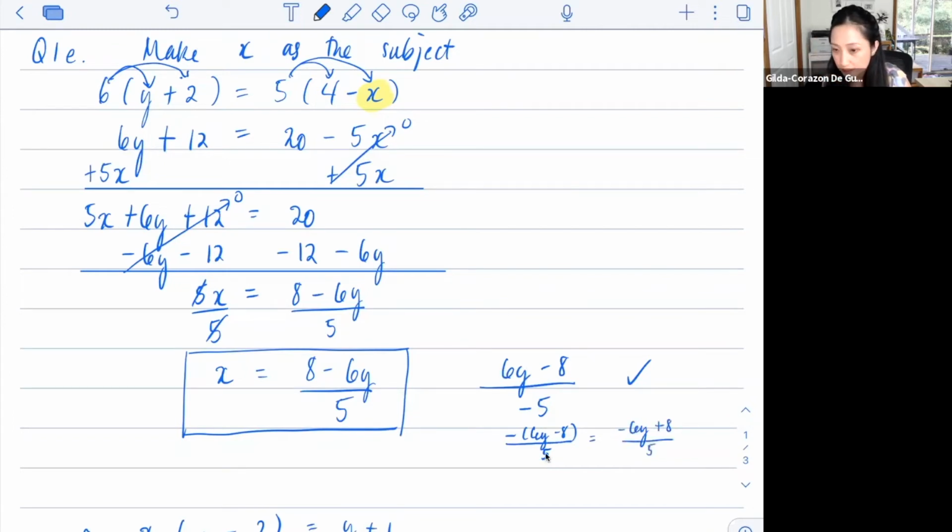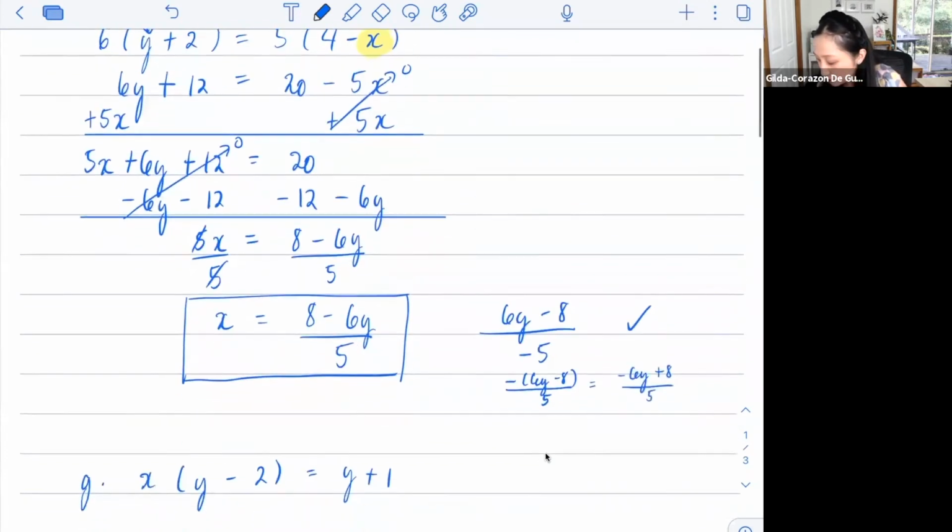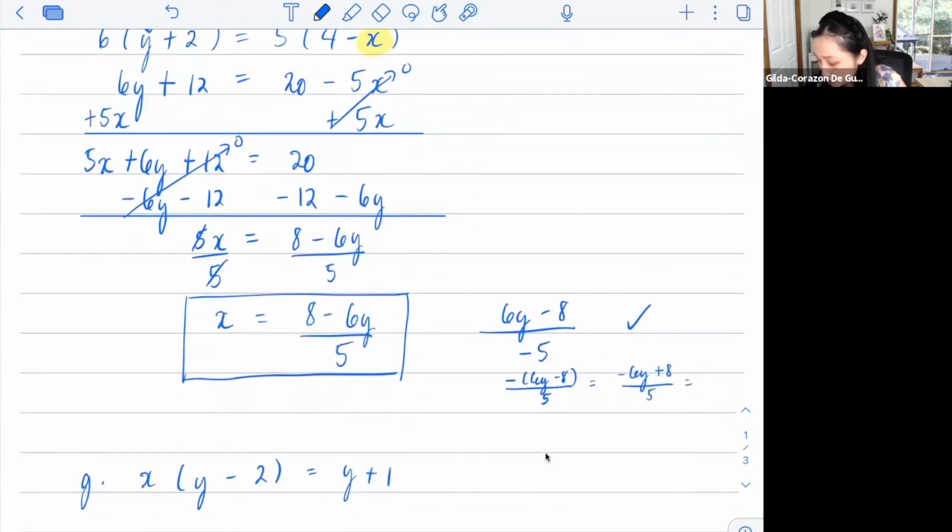And when you have that, you can just swap the minus 6y and the plus 8 here, because you want to start your algebraic expression with a positive. So you can do that, or you can leave it as this as well. That's fine. Or a better answer would be what we have here, which is positive 8 minus 6y over 5. And that's what we've got over here as well.